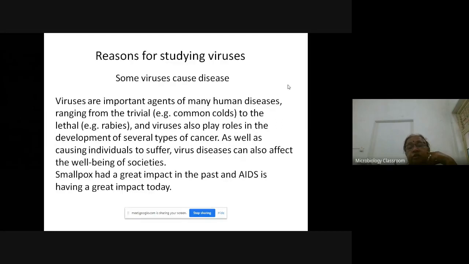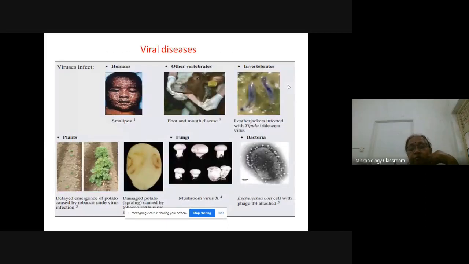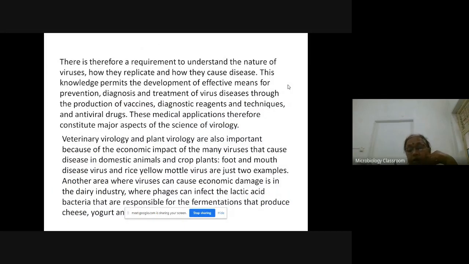There are also some beneficial aspects of the viruses, as to why we have to study the viruses. They are responsible for causing different types of diseases, and as they cause much harm to human beings specifically and to the society, it becomes a requirement to understand the nature of the viruses, how they replicate, how they cause the disease.